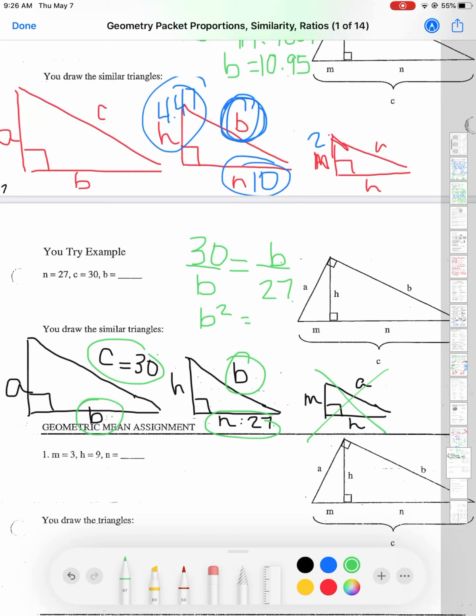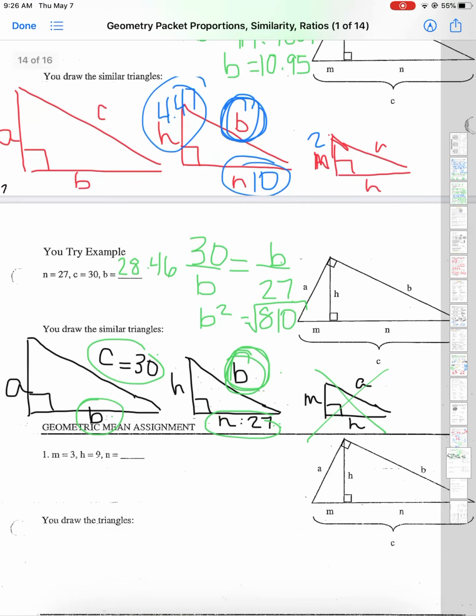So B squared equals 810. So we're finding the geometric mean of 810. So once we take the square root of that, it's about 28.46. Which makes sense because the hypotenuse should be the longest side, and that is longer than 27, so that's good.